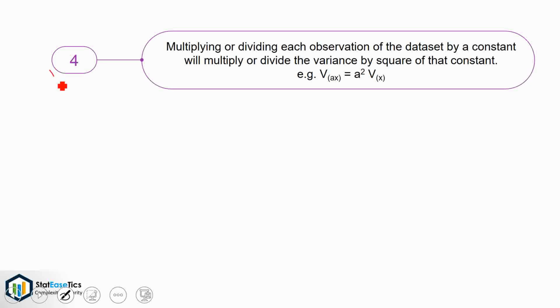Now, let's see the fourth property of variance. Multiplying or dividing each observation of the data set by a constant will multiply or divide the variance by square of that constant. For example, Vax is equal to a square Vx. Here Vax is the new variance and V of x is the original variance and a is the constant.